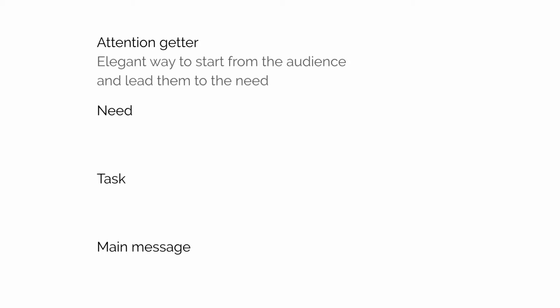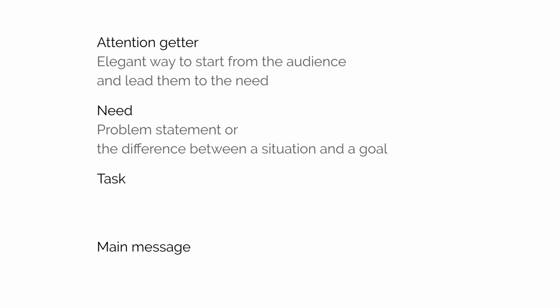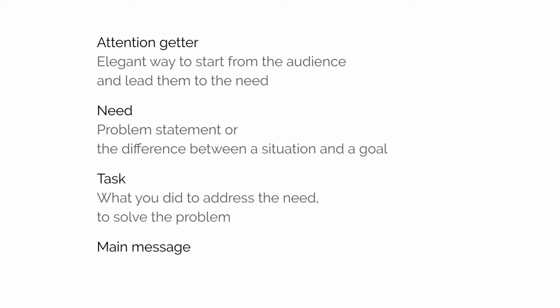That's why the following structure, suggested by Jean-Luc Dumont, is so effective. We start with the attention getter, which is an elegant way to start from the audience and lead them to the need. The need is the problem statement, or the difference between a situation and a goal we want to achieve. Then comes the task, what you did to address the need or to solve the problem. And finally, we end the introduction with the main message, the key point you want your audience to remember.